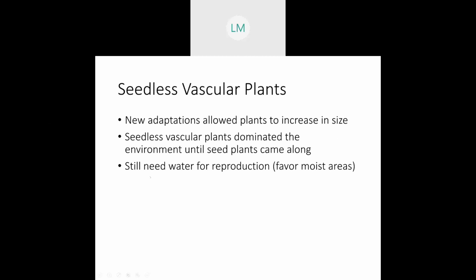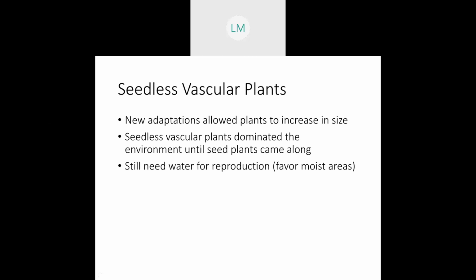So even though we are coming up with these new adaptations for terrestrial life, we still do need water for reproduction. I guess I didn't mention that, which I should have. In our bryophytes, the reason that we need water for reproduction, for sexual reproduction, is because the sperm are flagellated and have to swim through the water to get to the egg. Okay, so this is the same thing that is happening in our seedless vascular plants. The reason that we need water for sexual reproduction is because the sperm has to swim to the egg.